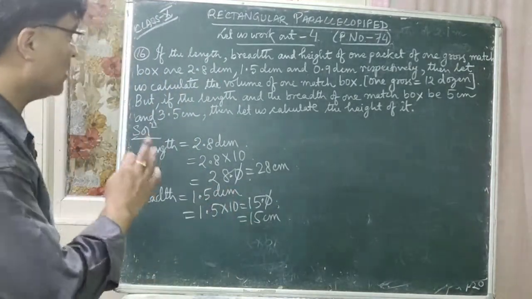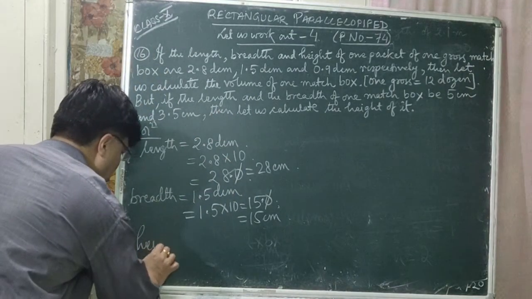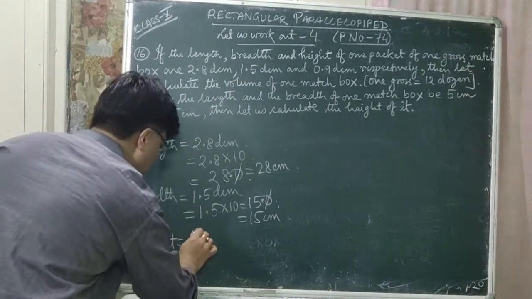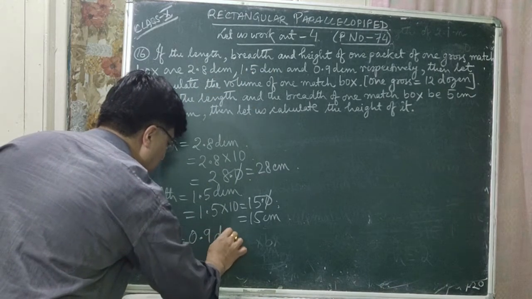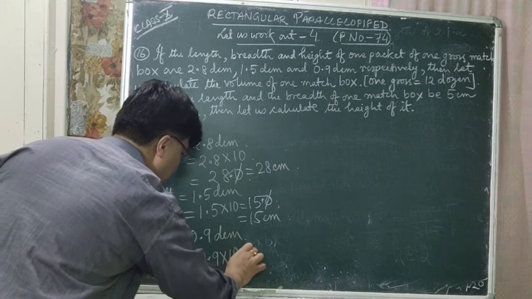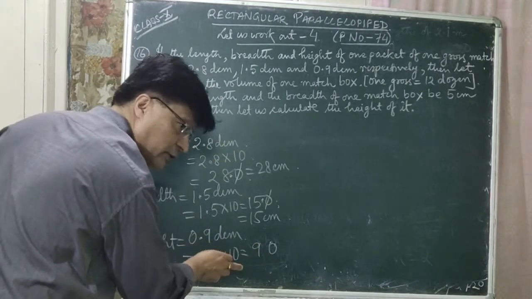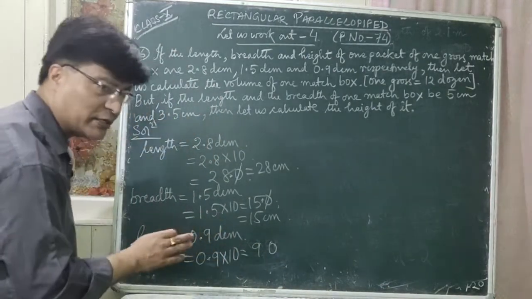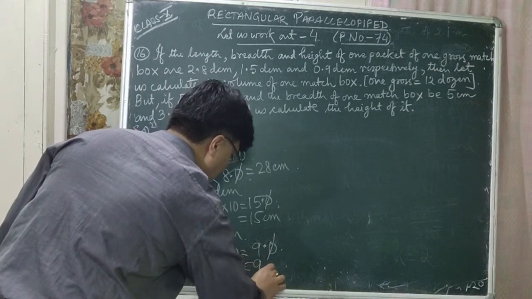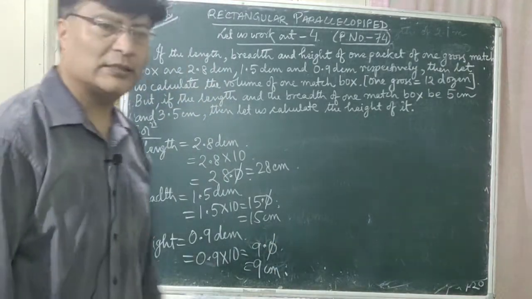So now let us write down the height of one packet of one gross matchbox. So what is its height now? Its height is equal to 0.9 decimeter. 0.9 decimeter is equal to 0.9 into 10, which is equal to 9 tens are 90. Here also after the decimal point there is only one figure. You have to write down the decimal point before 10. Okay, so which is equal to 9 centimeter. So I think you have understood it.